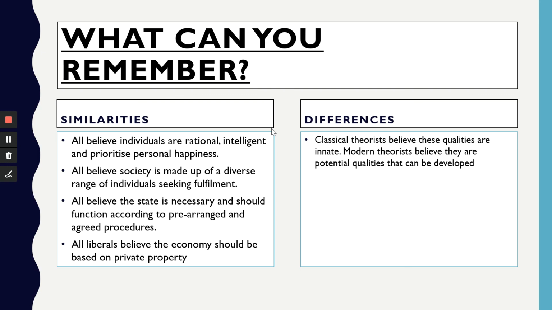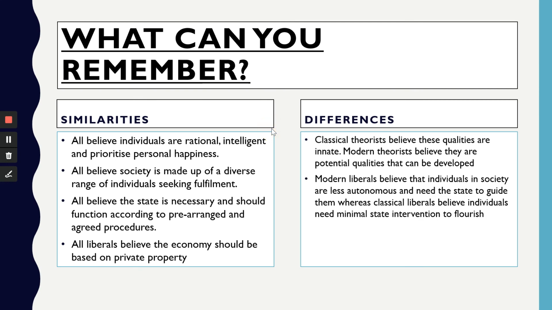Differences. Classical theorists believe these qualities are innate, so they're actually part of human nature. We're born with them. But modern theorists believe they are potential qualities that can be developed. They don't believe that there's something natural within us. They have to be encouraged by the state. Modern liberals believe that individuals in society are less autonomous and they need the state to guide them. But classical liberals, individuals need minimal state intervention to flourish. So they've got that dilemma as to whether you take on a positive liberal stance or a negative liberal stance.